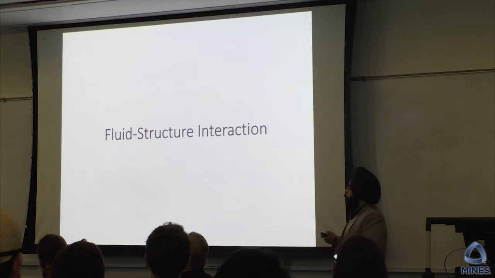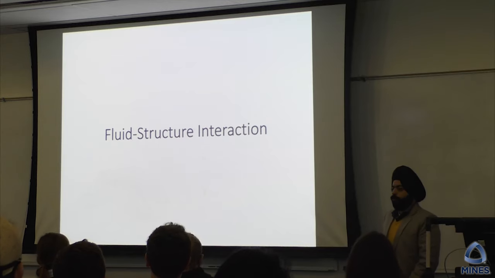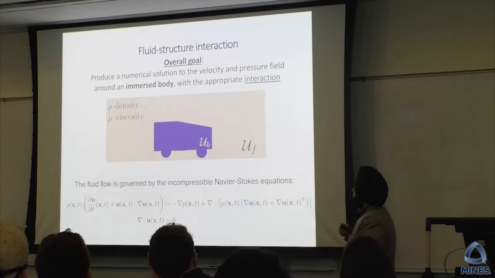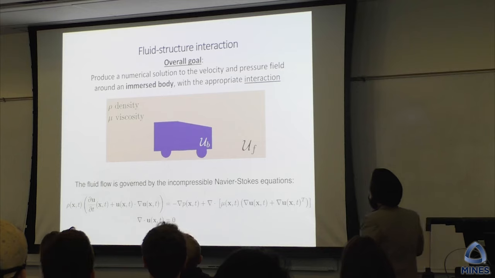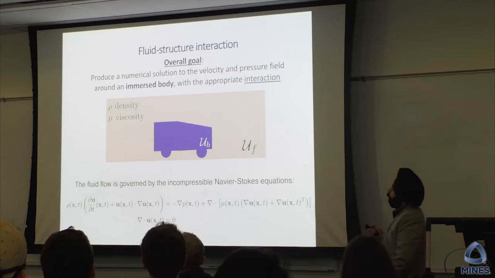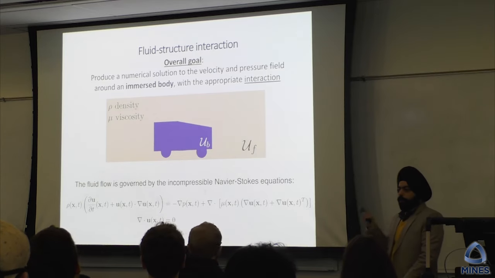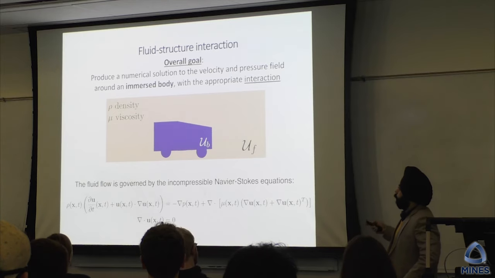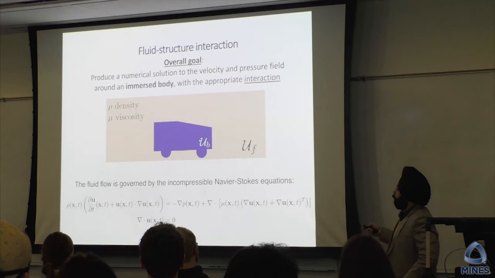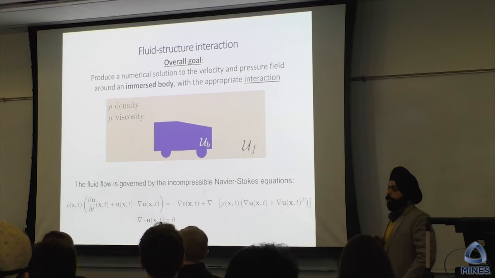Okay, so next, crash course number 2, fluid structure interaction. The objective here is to couple fluid and structure domains so that we can get a numerical solution that produces the velocity and pressure fields in the entire domain occupied by fluid, and a domain which gives you the rigid body velocity occupied by the solid body.